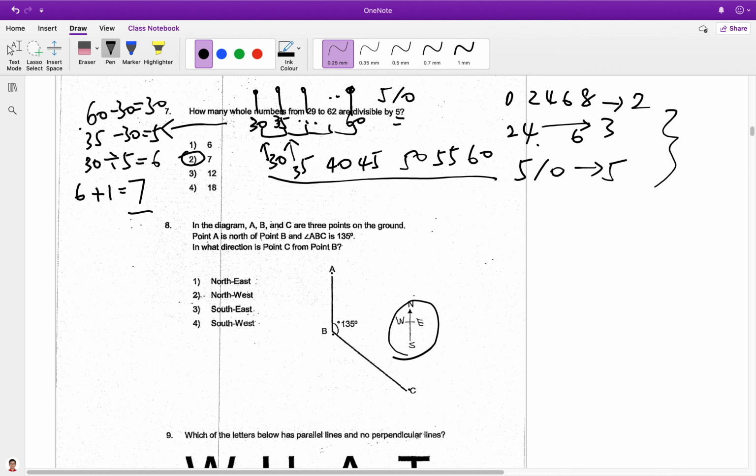And this angle is 135. In what direction is C from point B, right? 135 is actually 90 degrees plus 45, right? It's a right, east, and south, right? It's southeast. So C is southeast of B, right?